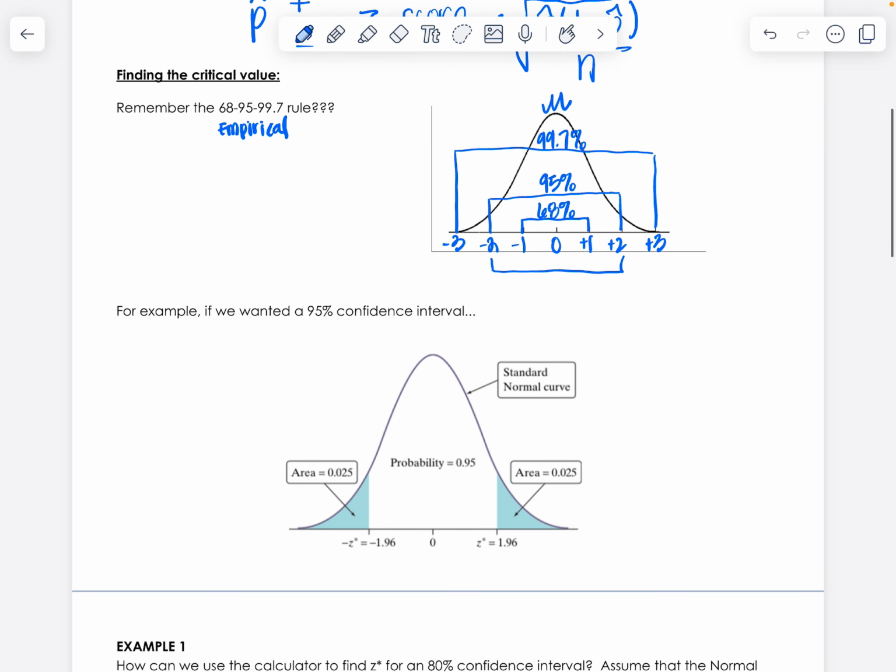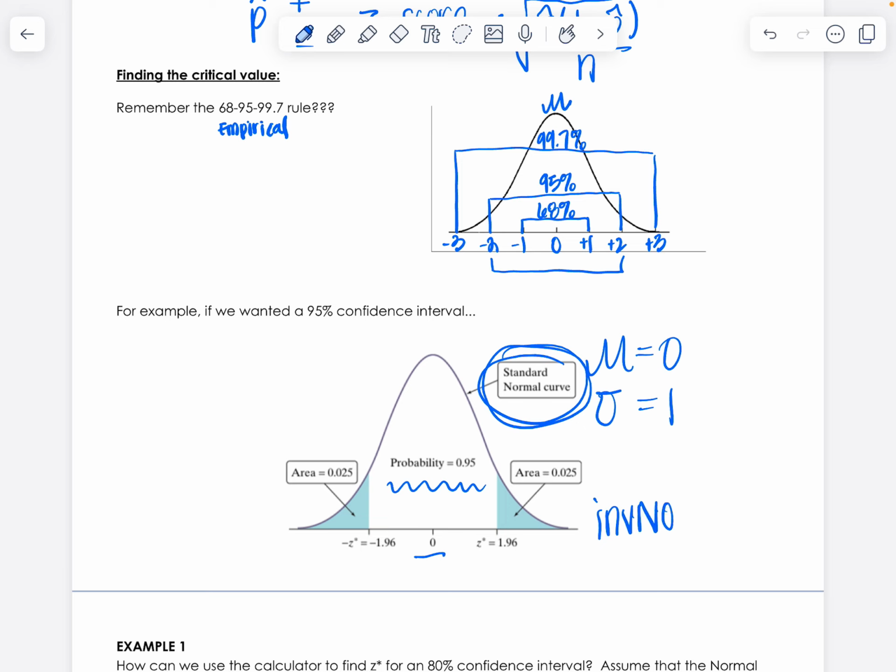Okay, so if we want that 95% confidence interval, we're going to get a little more specific than -2 and +2 because those are ultimately somewhat rounded numbers. But we would know that we have 95% in the middle with a mean of 0 and a standard deviation of 1, right? Mu is 0, sigma is 1, always, always if we are using the standard normal curve. And so we would punch in our calculator inverse norm. I'm foreshadowing our next problem a little bit.